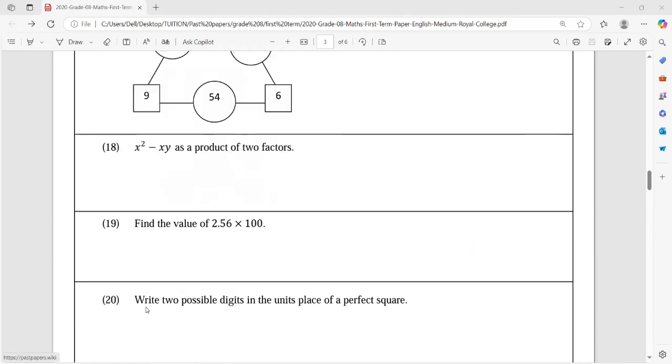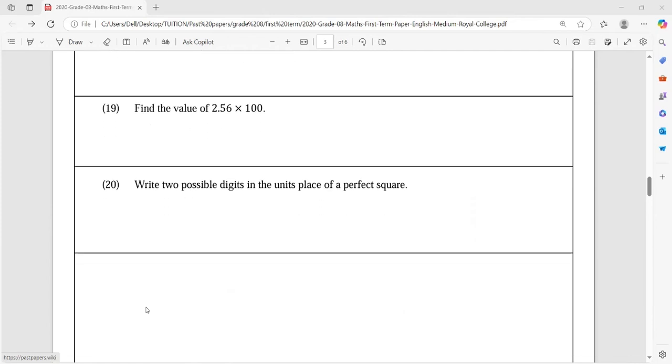Okay, let's go to find the value of 2.56 multiplied by 100. When you multiply by 100, the decimal point moves 2 places to the right side. Your answer is 256.